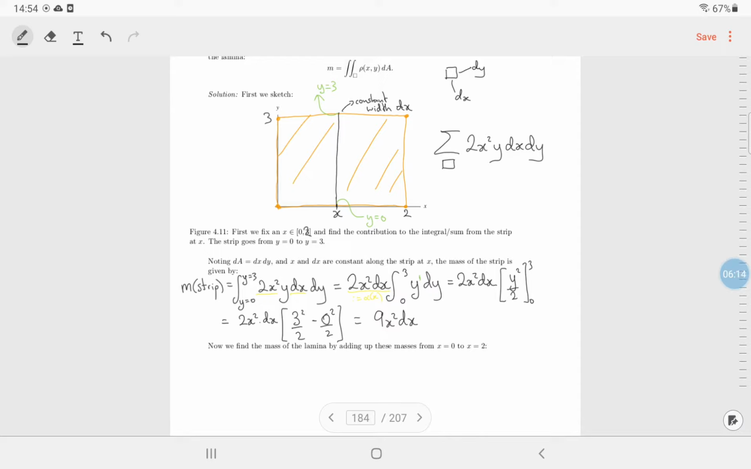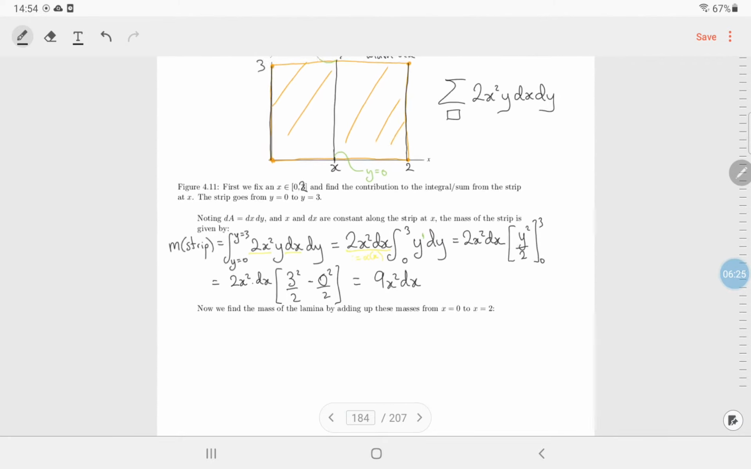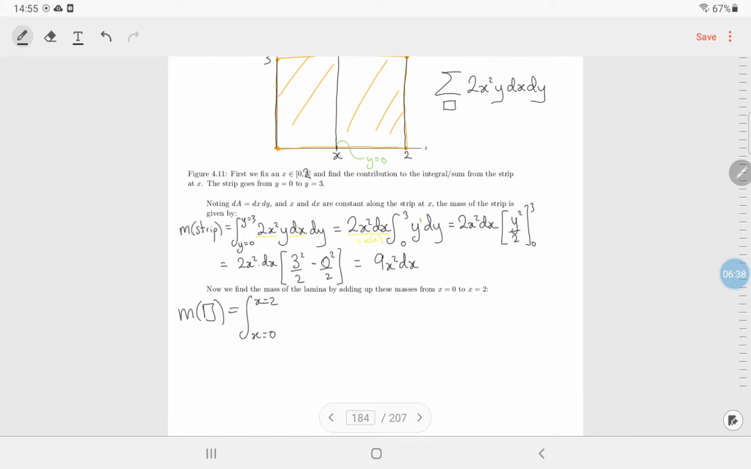But what we're going to do now is add up all the strips, from the strip at x equal to 0 all the way up to x equal to 2. So we're adding up the mass of all of these. The mass of the lamina is found by adding up from x equal to 0 to x equal to 2 the mass of the strip. There's infinitely many strips, and at x, the mass of the strip is 9x squared dx. If you add up all the strips, they make up the lamina.